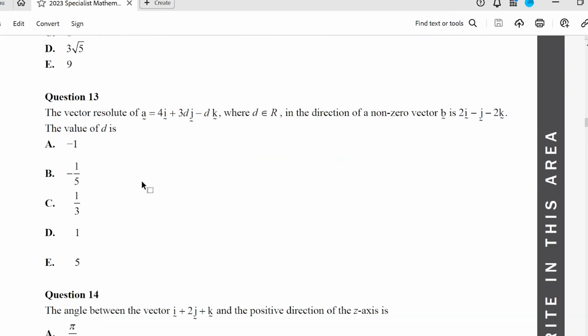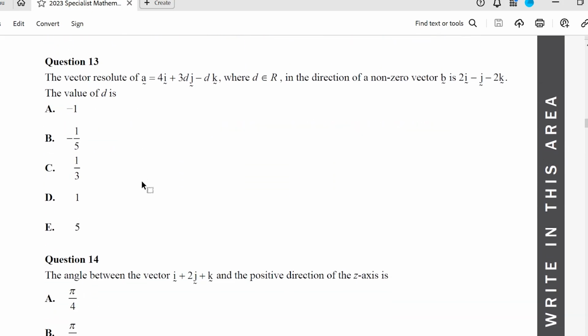This vectors question is a little bit trickier. We've got the vector resolute of this vector in the direction of some unknown vector b, and the vector resolute is this. Okay, so we're going to find the value of d. There's a few ways that we could do this, but what I think about is that the vector b that I'm going in the direction of must be in the same direction as this vector, because this is the vector resolute. It must be parallel to b.